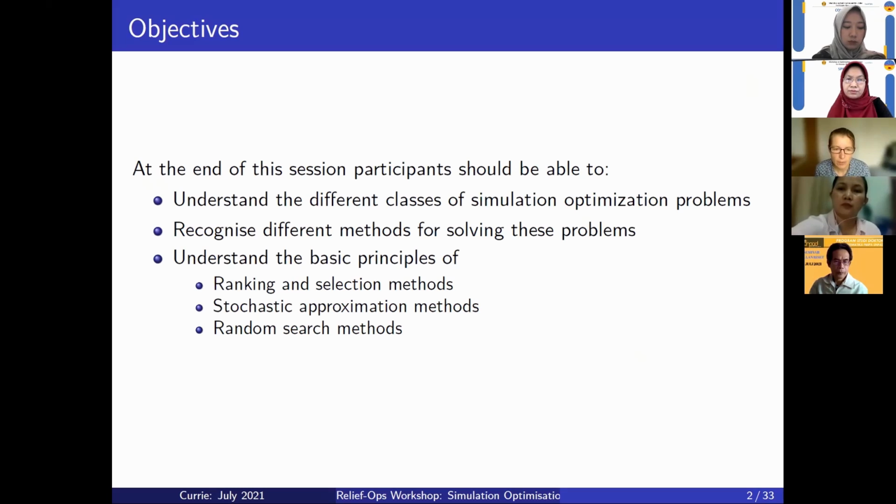We'll then talk about different methods for solving these problems. So you have different classes of optimization problems. Each class will have its own way of solving, or a good way of solving, those particular problems. There'll often be many different algorithms, but they'll be of maybe a similar type.